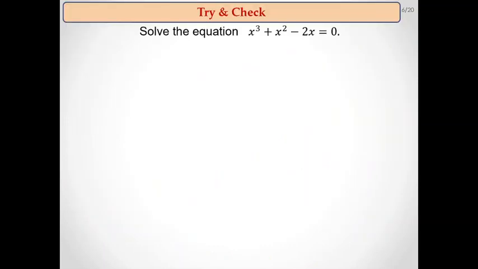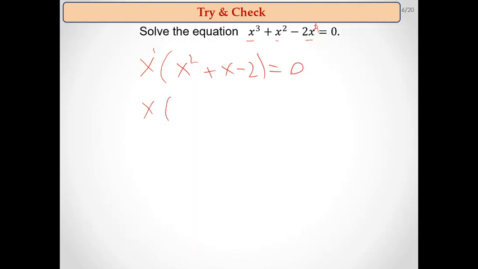Now let's do this try and check. Please stop the video and try to do it by yourself. Okay, I will do it. I see there is a common factor here, x, and this is the least power. The least power is 1. So I will take x to the first out, then x squared plus x minus 2. Then I will factor them.